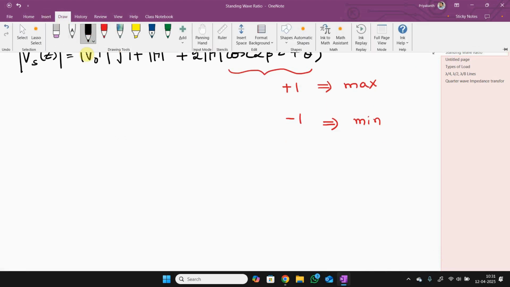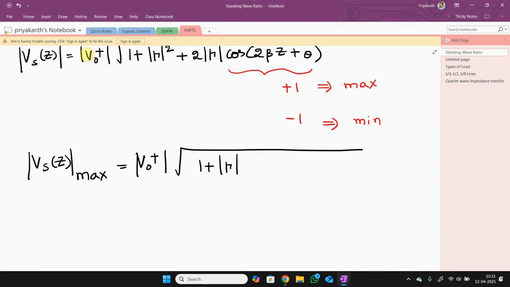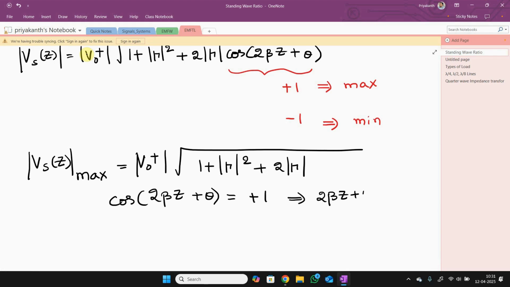Okay. So now I am trying to write finally the maxima by taking cos value as 1. Cos of that entire function is 1. It is mod V naught plus under root 1 plus mod gamma square plus 2 mod gamma, because cos is taken as plus 1. So this happens when cos of 2 beta z plus theta becomes 1, and when 2 beta z plus theta is equal to 0. Not only 0, let's go for a general solution. It is an integer multiple of 2 pi. This is a solution when n is equal to 0. So cos of 2 beta z plus theta is equal to plus 1 when 2 beta z plus theta is an integer multiple of 2 pi.